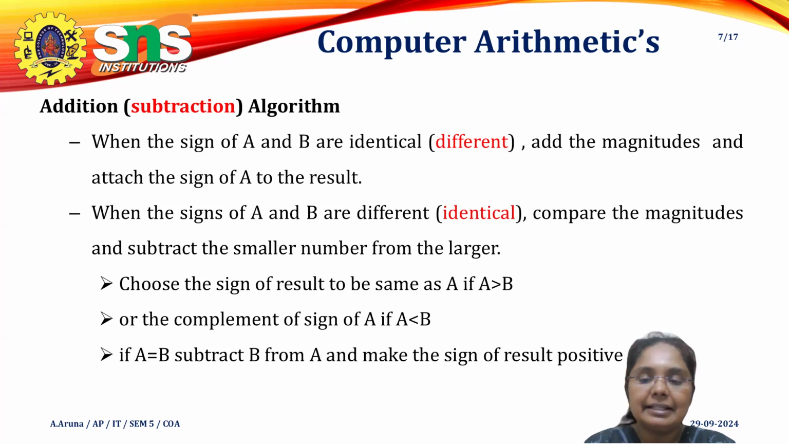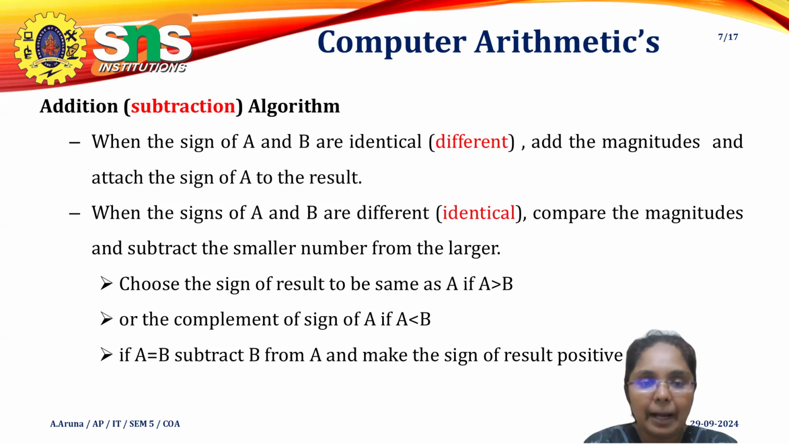The second step is when both the numbers have different signs. Different means one number can be positive and the other negative, or one number can be negative and the other positive. In this case, we have to compare the magnitude parts. The addition takes place based on the largest value and the smallest value, so I have to do a subtraction for this type of case.